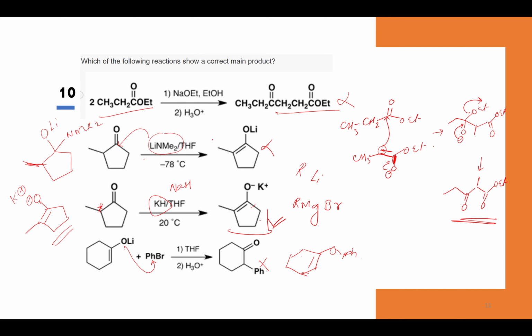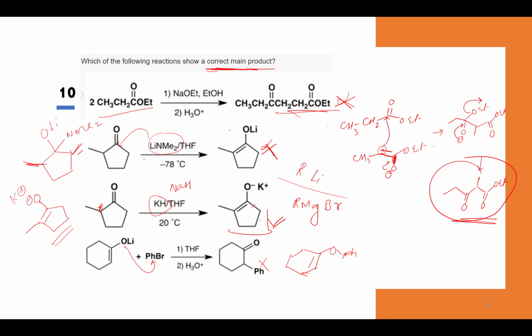Okay. Then in question number 10, we have to find out the correct main product. We have discussed the mechanism for each of the following options. In option number 1, we are getting this as a product, which is not shown here. So that's why this is not the correct answer. Then in option number 2, we are getting this as a product, but this is not the product. So this is not the correct answer.